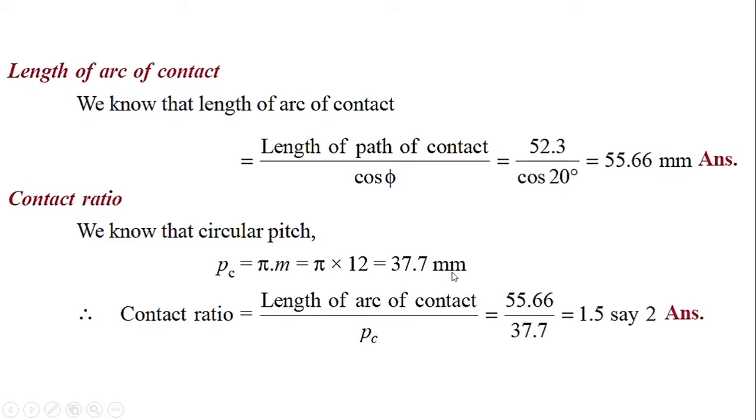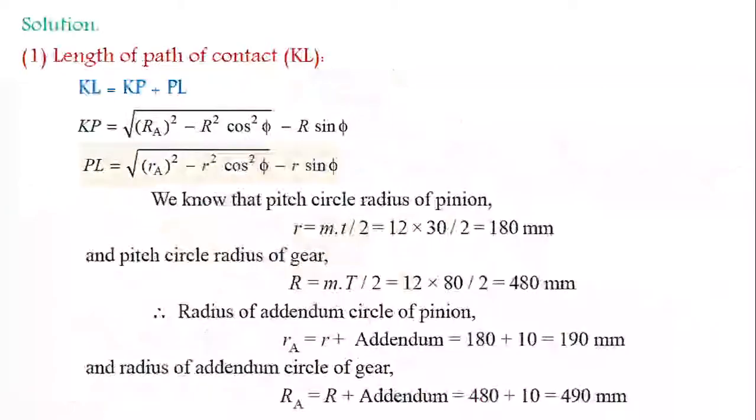37.7 millimeter. We apply this value into this formula and we can get the value of contact ratio. Length of arc of contact is equal to 55.66 millimeter divided by circular pitch 37.7 millimeter. Now you can get 1.5, say two gears are in contact. This is the contact ratio. I hope you understand. This is the simple problem.